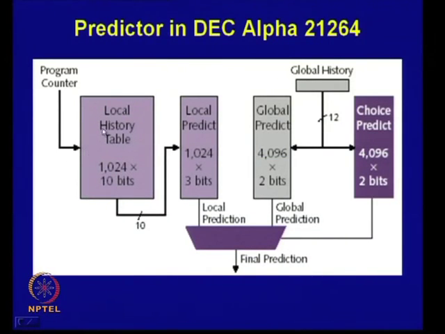And this is the local history table. As you can see, this is the local history table. Then the 10 bits are used for the purpose of local prediction, and 1k into 3 bits. So, either the local prediction or the global prediction is used, and that is decided by the selector. It will use one of the two for the final prediction. So, this is the predictor used in the DEC Alpha chip, possibly the most sophisticated one used so far in different processors. And in modern processors, somewhat similar types of predictors are used.